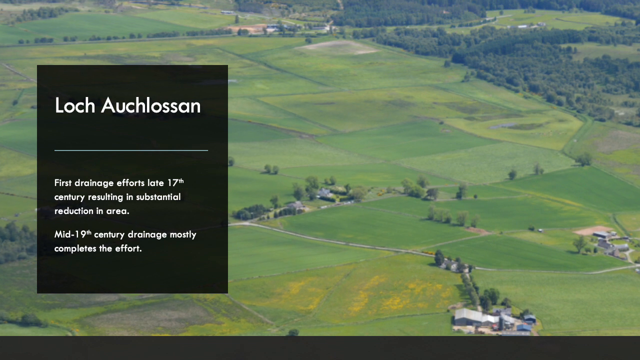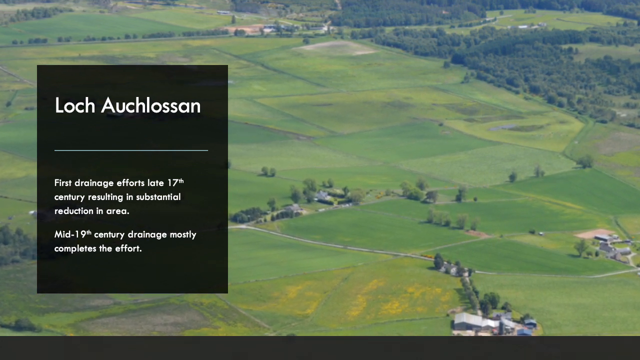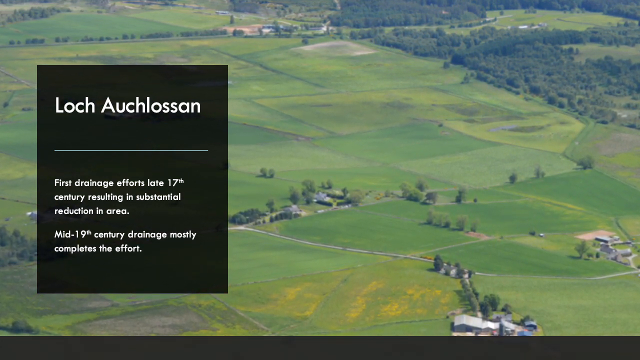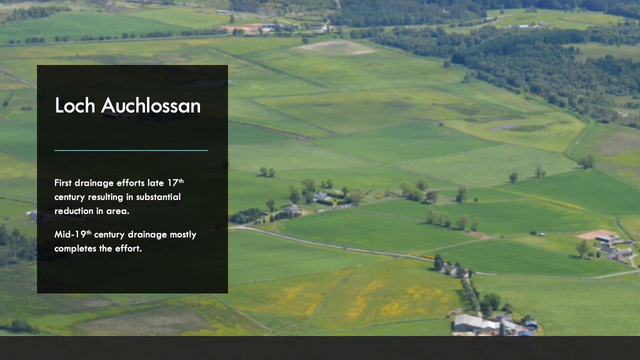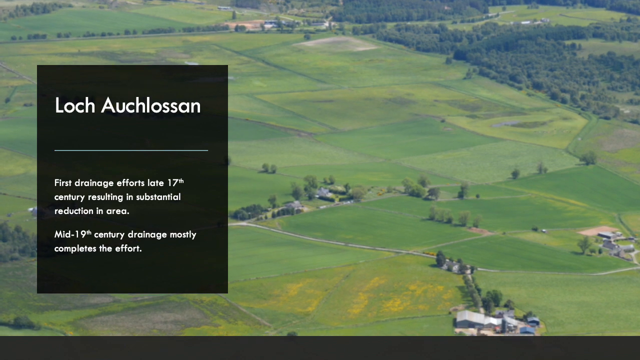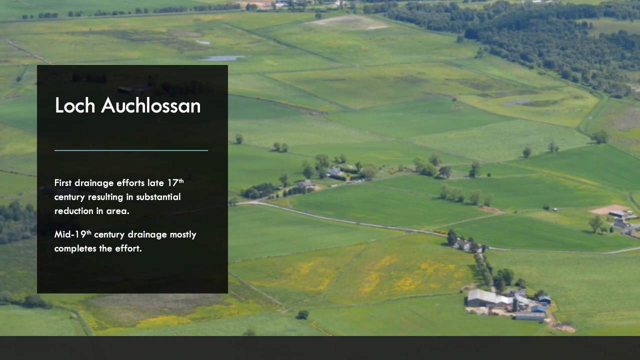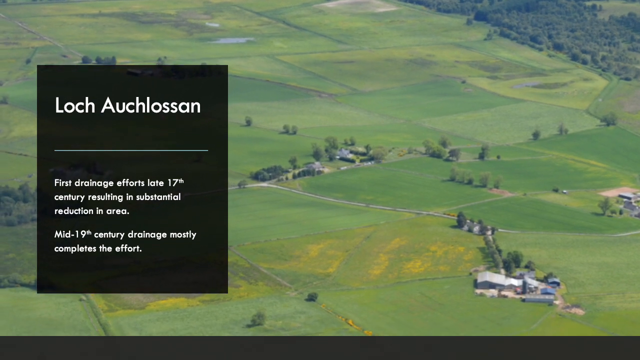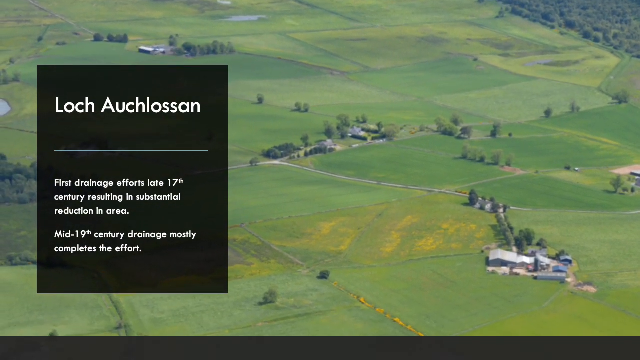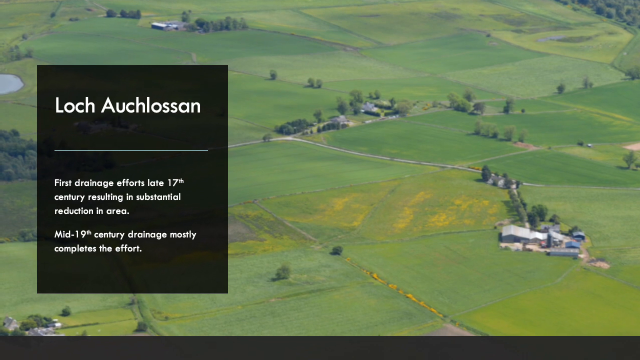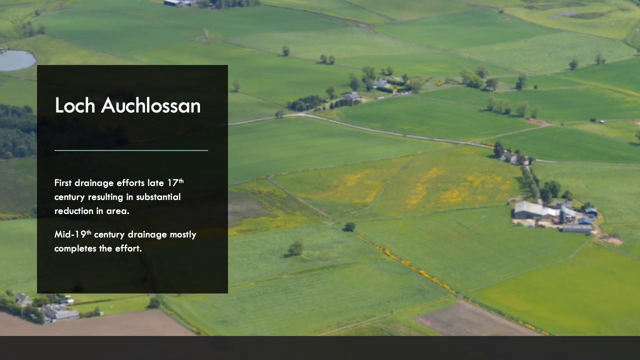It wasn't until the mid-19th century that a system of additional drains, open channel drains, tile drains, as well as tunneling were implemented to actually remove the rest of the loch. However, even with this very extensive and intensive drainage scheme, you can still see in the modern landscape that there are portions of the loch basin that are still imperfectly drained.